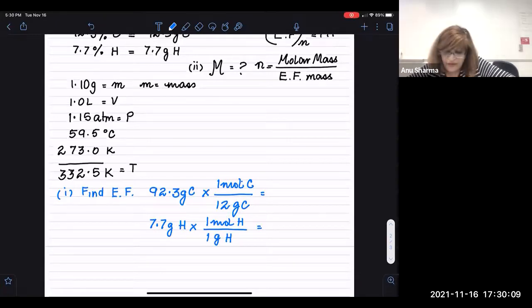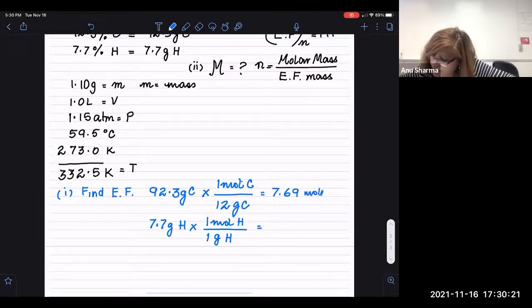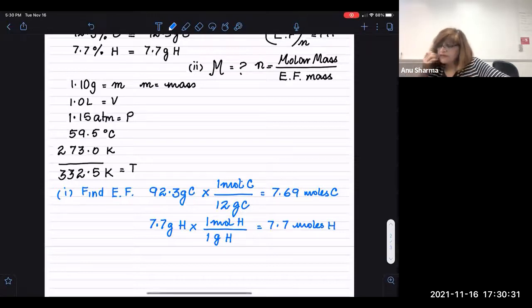So we have 92.3 divided by 12, and that is equal to 7.69 moles of carbon. And the other one is 7.7 moles of hydrogen. So it's roughly the same, the other one is also 7.7. So this can also be made into 7.7. So it's still the same, 7.7 moles of carbon. So you have 1 to 1.